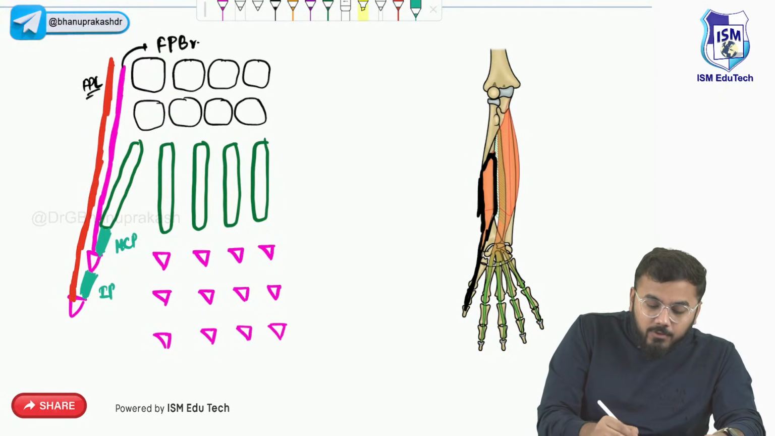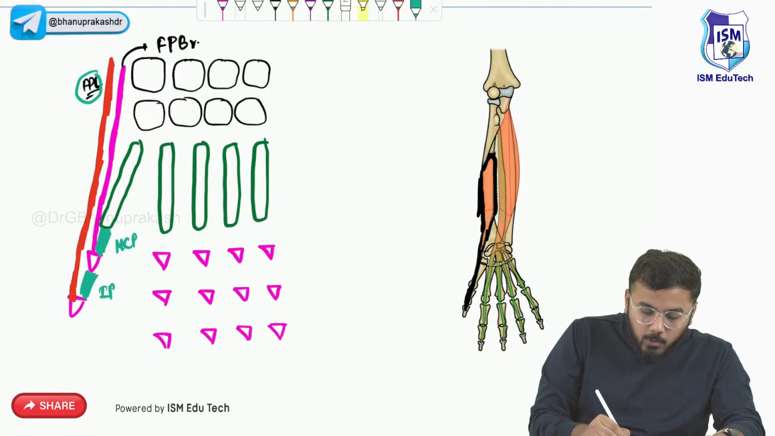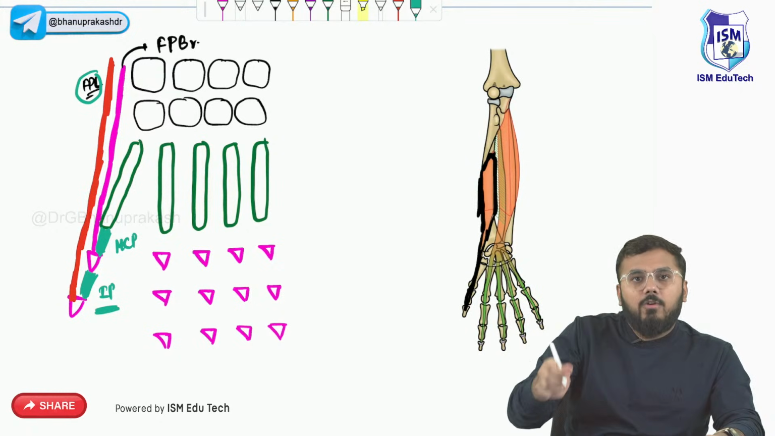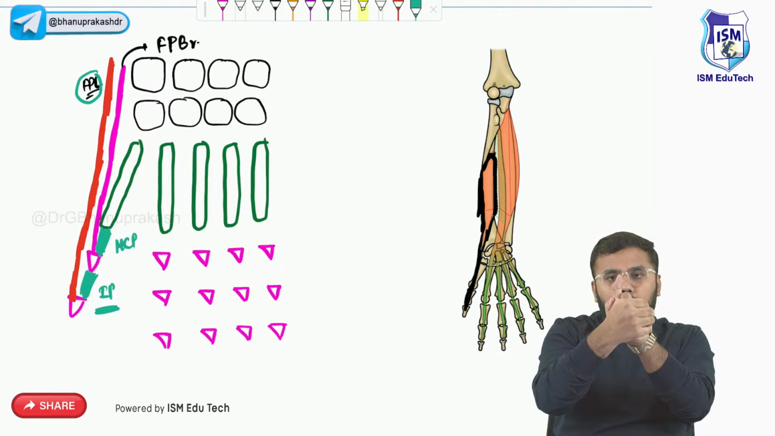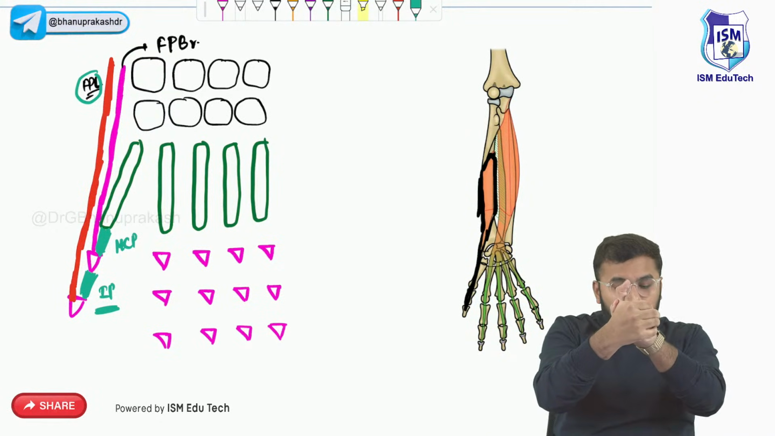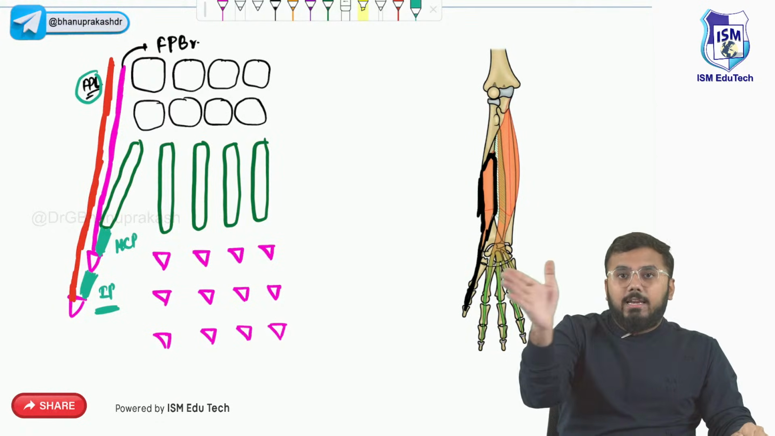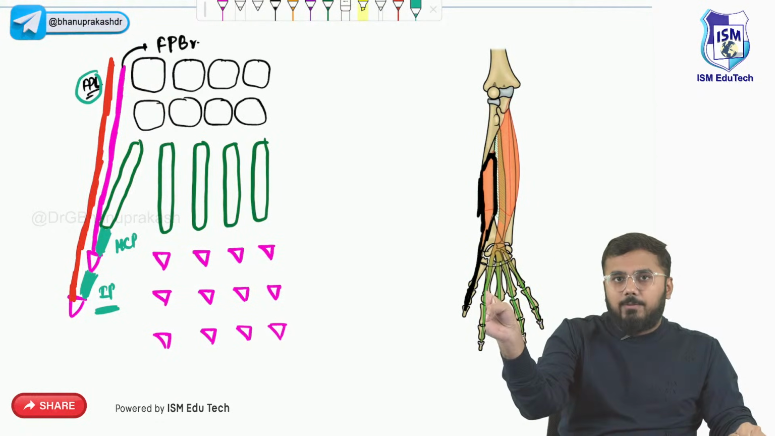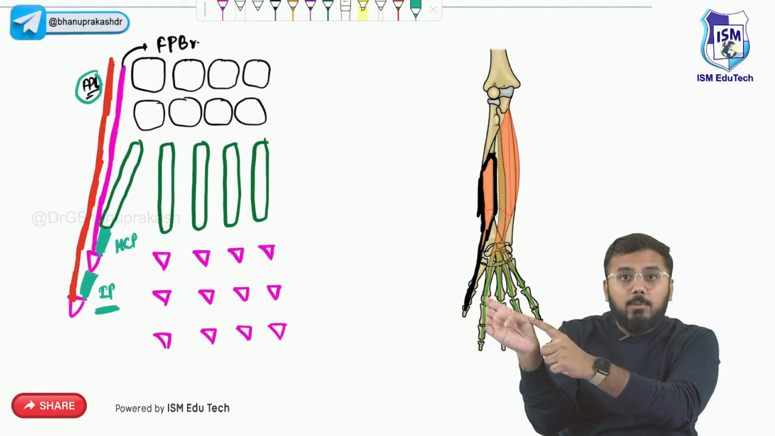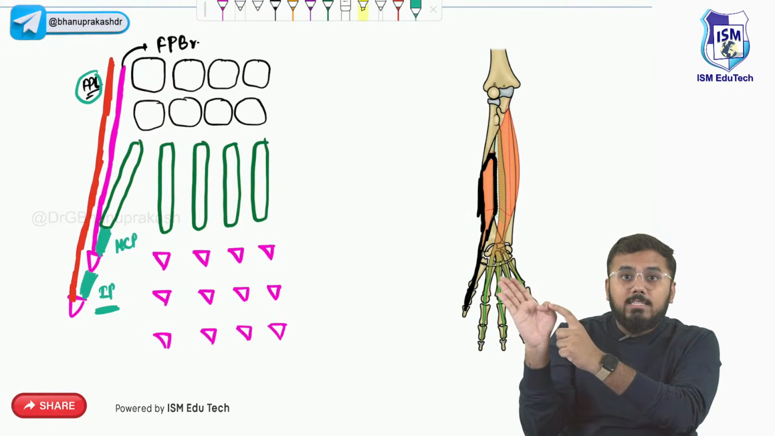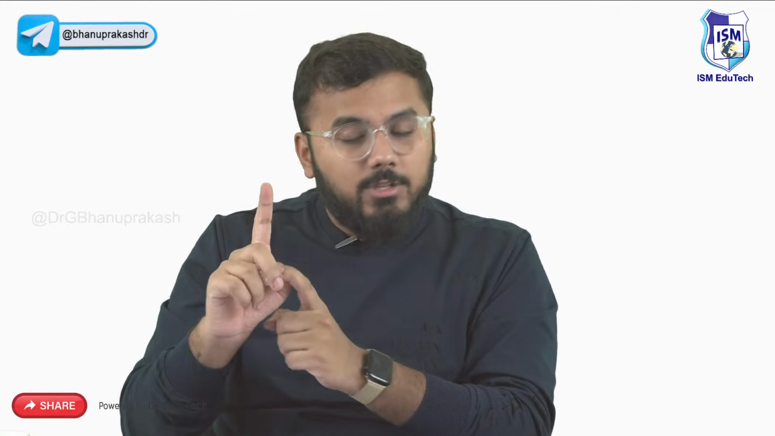Okay, so it means flexor pollicis longus is responsible for flexion of interphalangeal joint. It means it is responsible for this function. Whereas flexor pollicis brevis is responsible for this function. This is flexor pollicis brevis. This is flexor pollicis longus. Clear? Why am I telling you this?